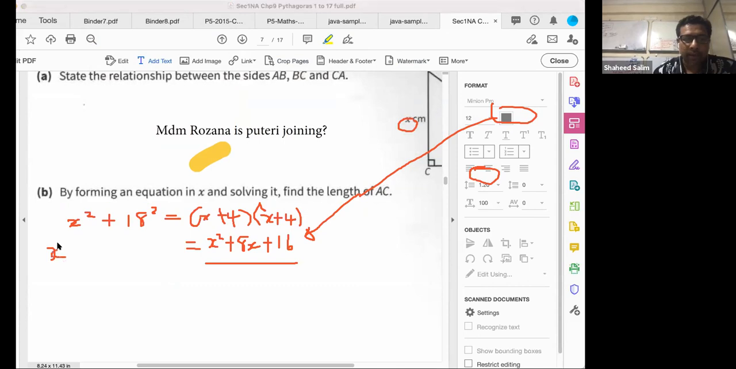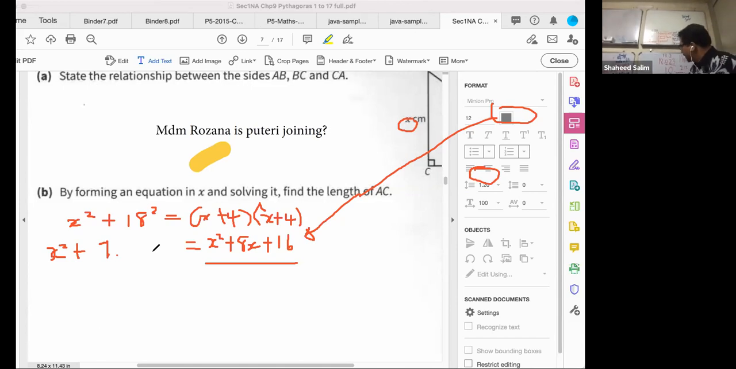Okay, so this is x square plus 18 times 18, how much is that? 324. Astaghfirullah. I think my computer is going. I'm going to write it on the board. You know why? Because I'm doing editing with my computer and it's starting to lag. I've already used 800 gig. So I'm going to write it on the board so that you can see. x square plus 324 is equal to x square plus 8x plus 16.